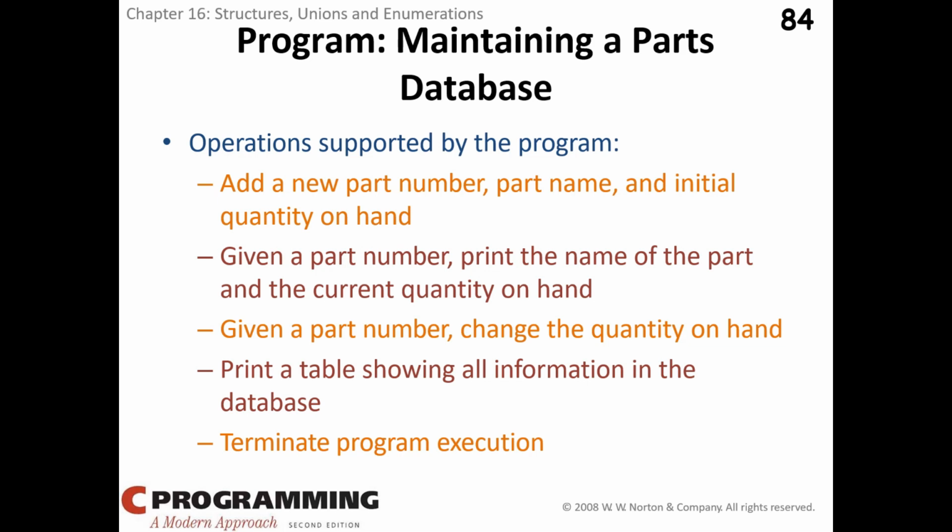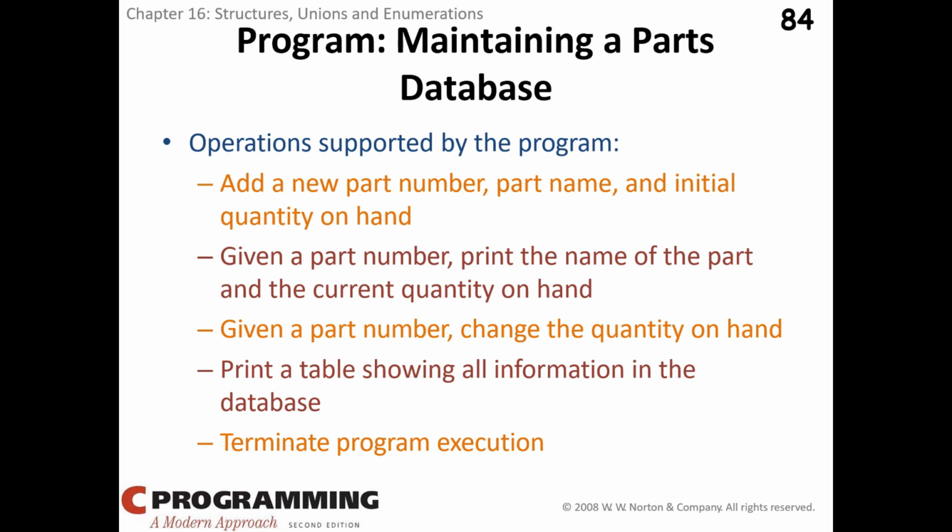First one is adding a new part. So users can input a new part number along with its corresponding name and initial quantity on hand. And this functionality facilitates the integration of new parts into the database. And the second one is printing part information. By providing a specific part number, the users can retrieve essential details such as the part name and its current quantity on hand.